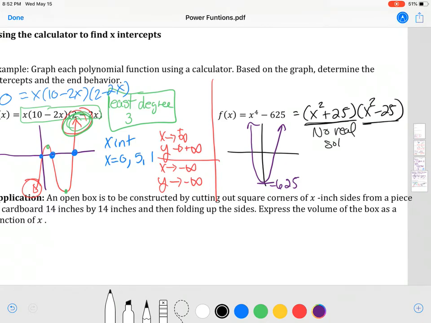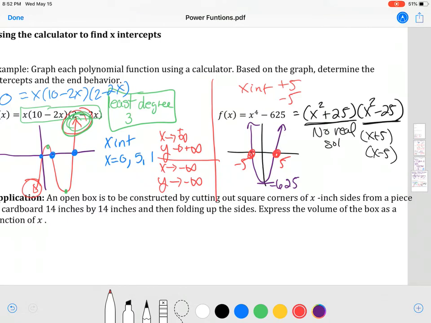But this, however, I can factor again and break that down into x plus 5 and x minus 5, which would give me two x-intercepts at plus and minus 5. And if you look at your graph on your calculator, that's exactly where it crosses, at -5 and +5. So our x-intercepts are +5 and -5.